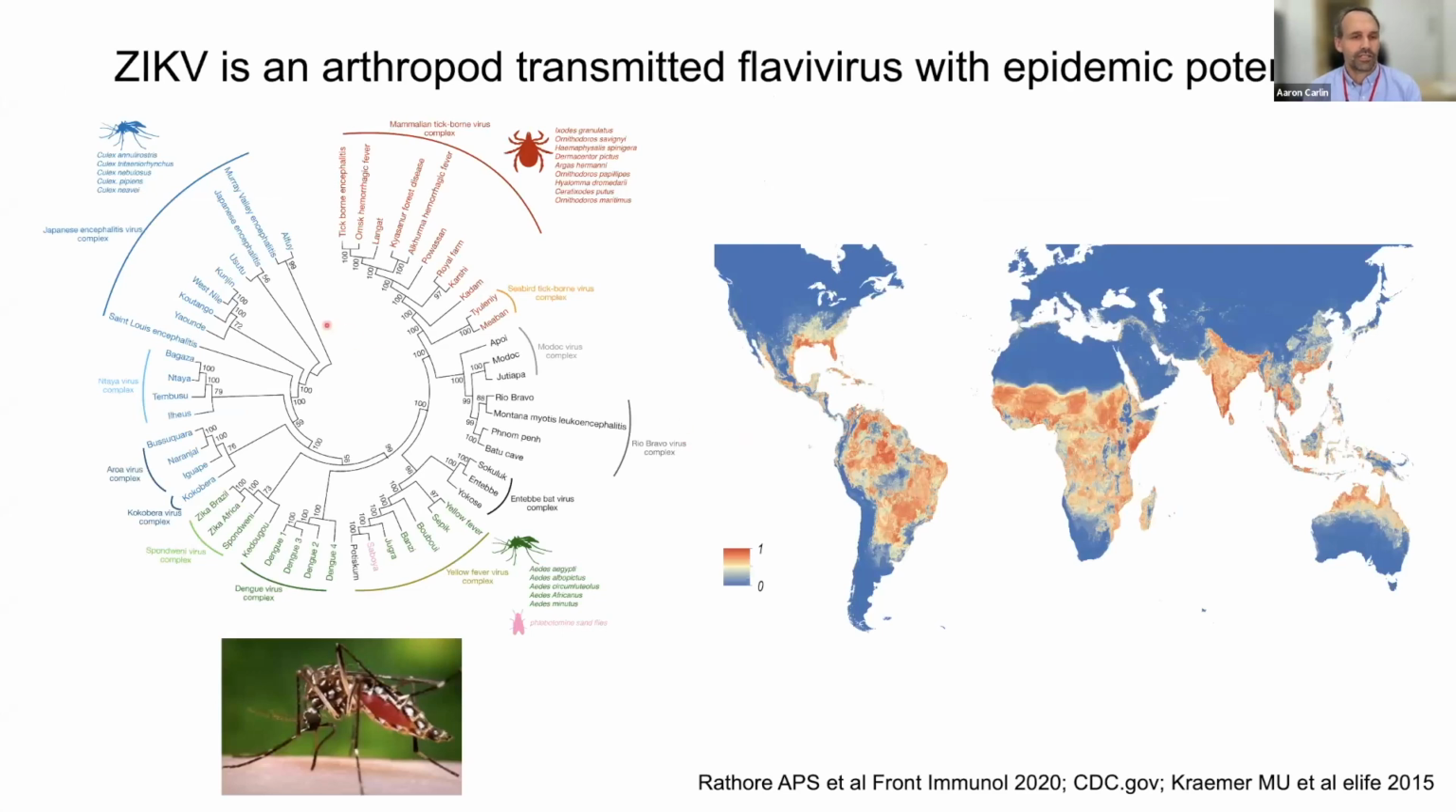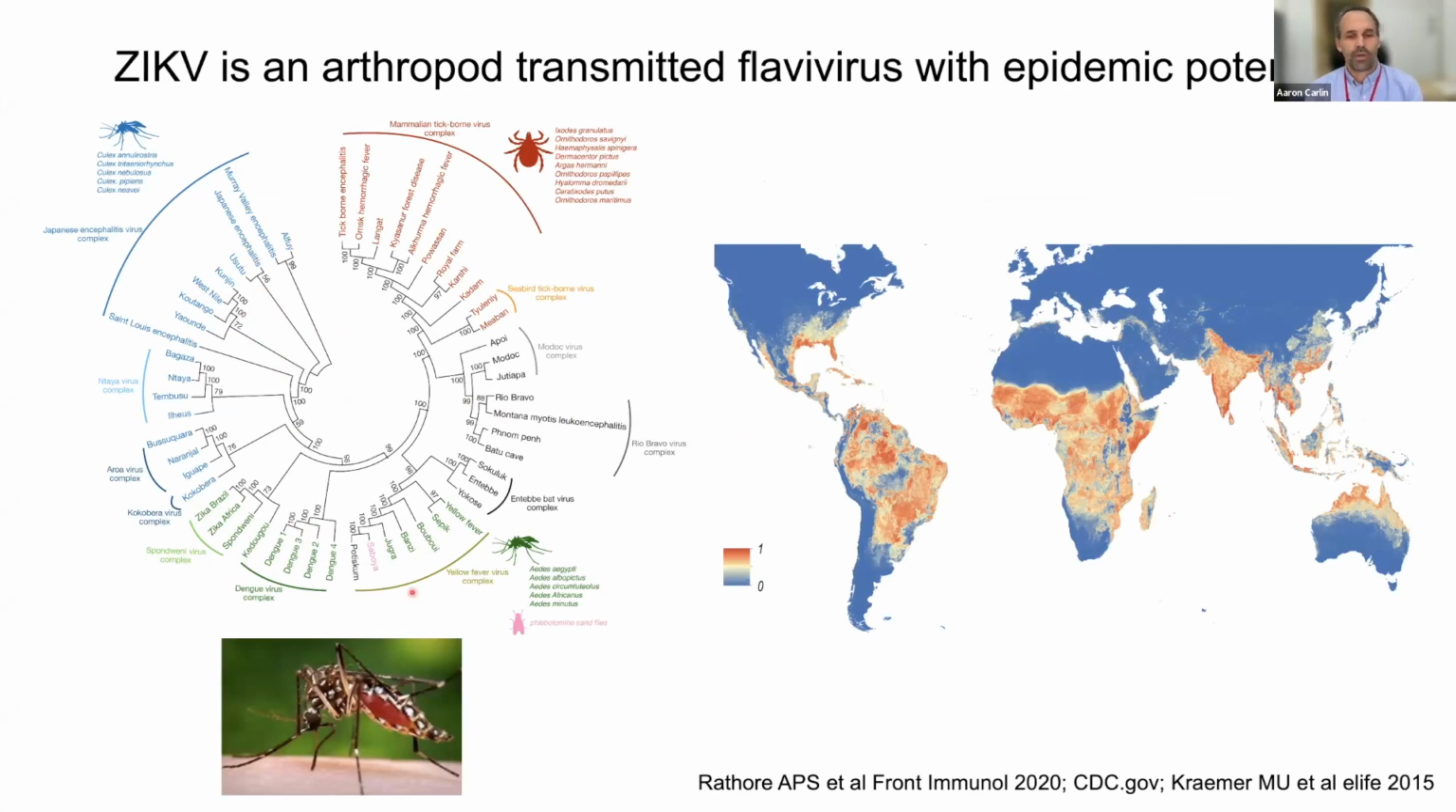So Zika virus is in the family of flaviviruses. There are many important human pathogens in this group. Zika is down here, closely related to dengue virus and also yellow fever virus. And then also viruses like West Nile and Japanese encephalitis virus are in this group. So many of these viruses are really important causes of human disease.